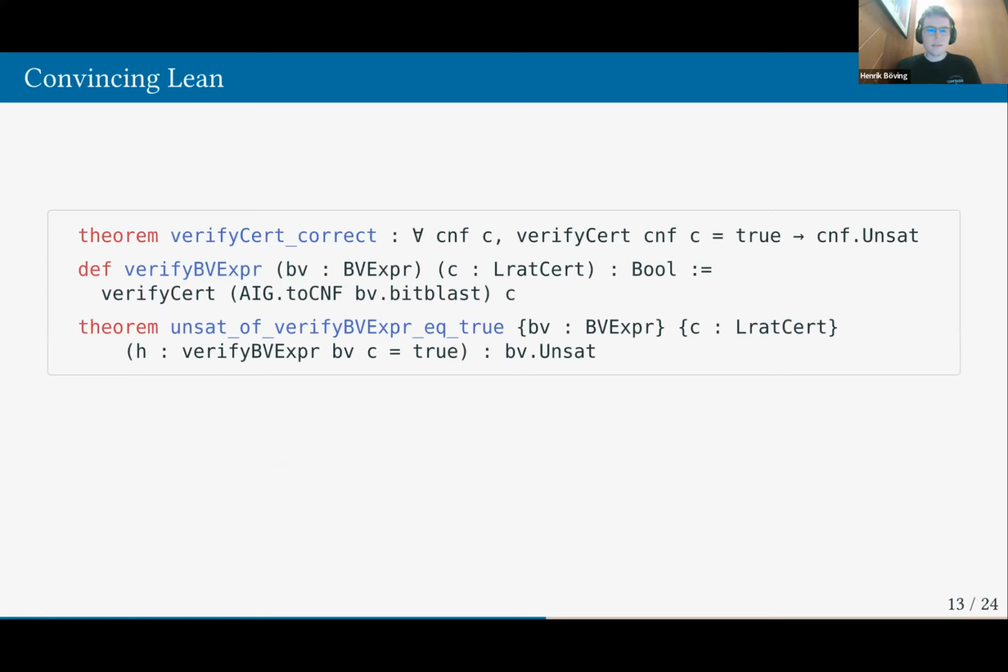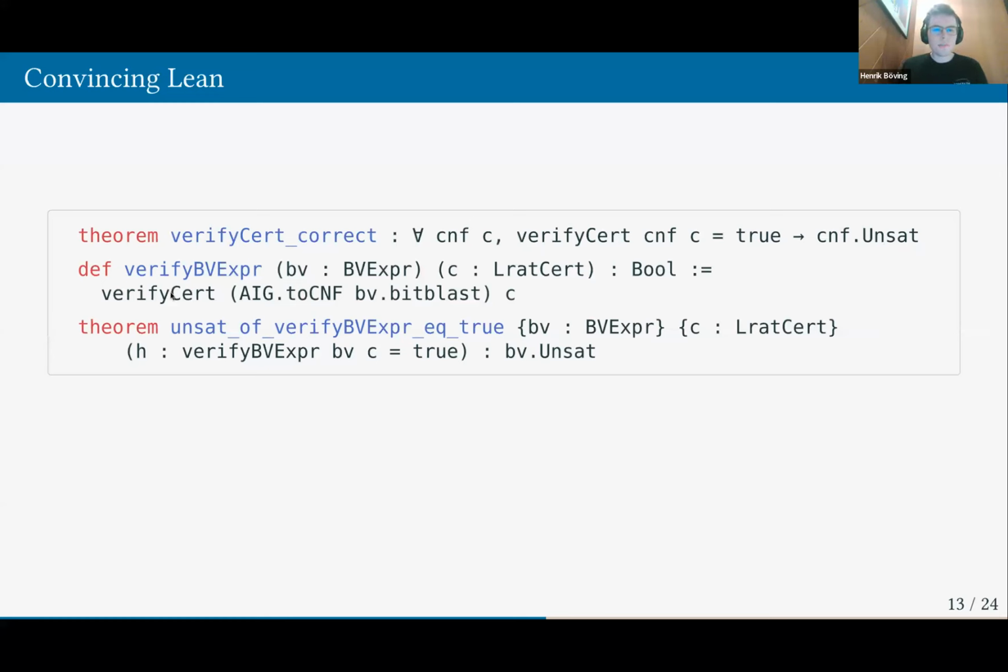And for that, we need to write some basic theory. So we need to write a correctness theorem for the checker, which just claims we have some CNF, and CNF is just the input format for a SAT solver. So this is basically our circuit. And then a proof certificate. And if the checker says OK, then that CNF is unsat.